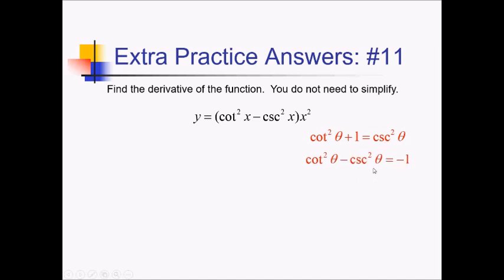And with this, we see that cotan squared minus cosecant squared of an angle actually is equivalent to negative 1. So we're going to replace this whole thing here with just negative 1, and we still have that x squared there. So taking this derivative, the derivative of basically negative x squared, that's going to be negative 2x.